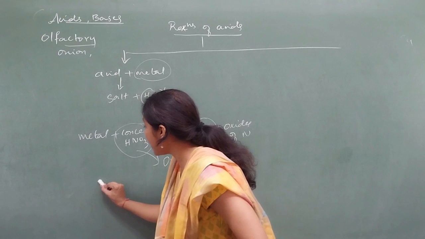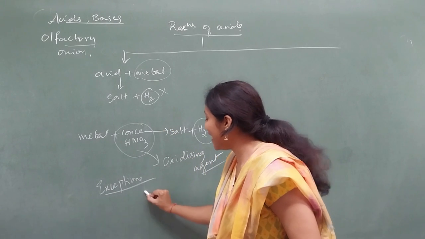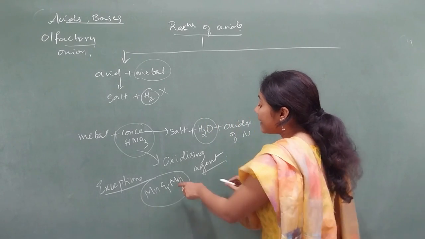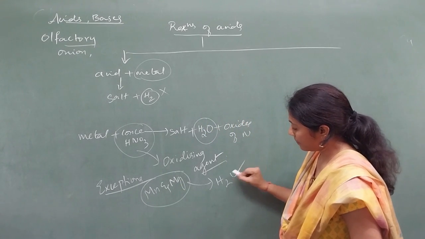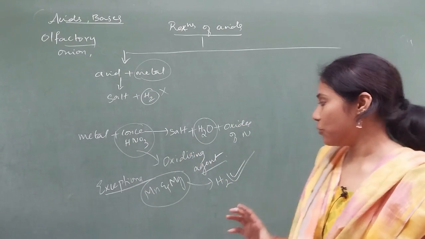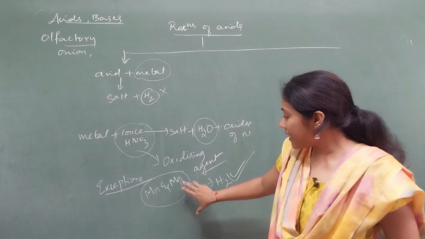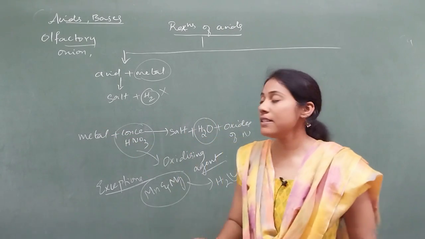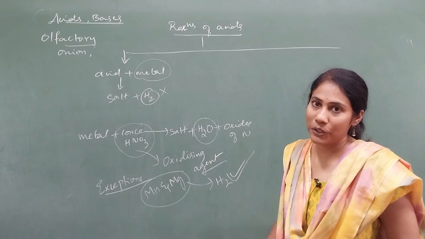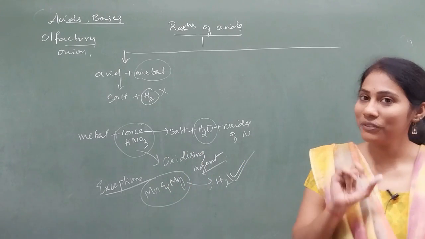But exceptions are there. Chemistry is all about a lot of exceptions always. Mn and Mg can give hydrogen gas. When these metals react with dilute HNO3, they give hydrogen. But all other metals except these two, when they react with concentrated nitric acid, will always give water. This is one important aspect you have to take care of.